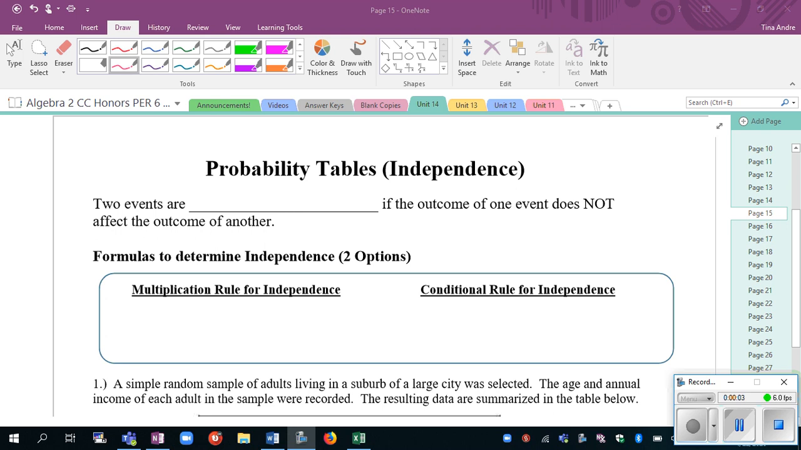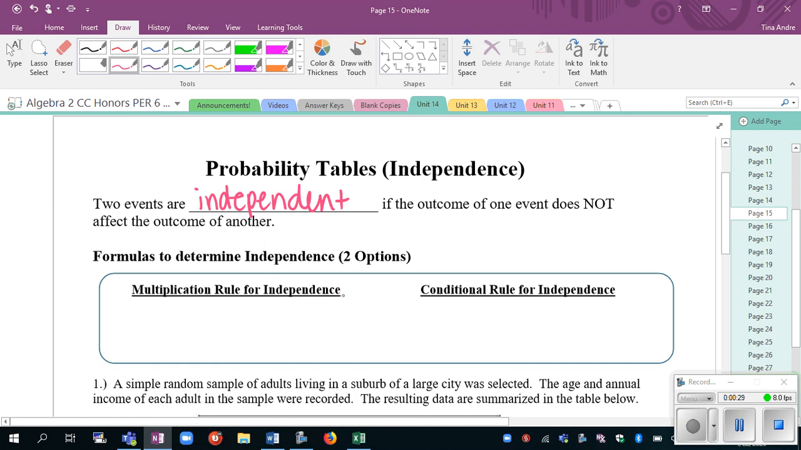In this video, we're going to continue our work with probability tables, and what we're going to look at is how to determine if two events are independent. Two events are considered independent if the outcome of one event does not affect the outcome of the other. There are two different ways that we can test for independence.